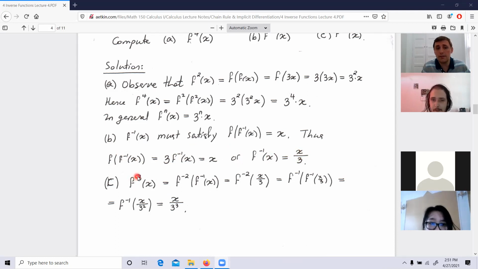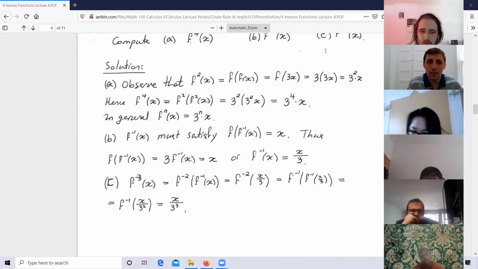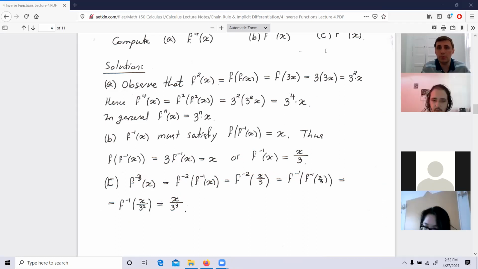And then, guys, what is f to the minus 3 of x? You can do it this way. It's f minus 2 of f minus 1, which is f minus 2 of x over 3. So that's f minus 1. It's basically like applying f inverse to itself 3 times. You see that? F inverse to itself 3 times. That will cancel 3 copies of f. So the result would be x over 3 cubed. Clear? F to the minus 3 will be x over 3 cubed.